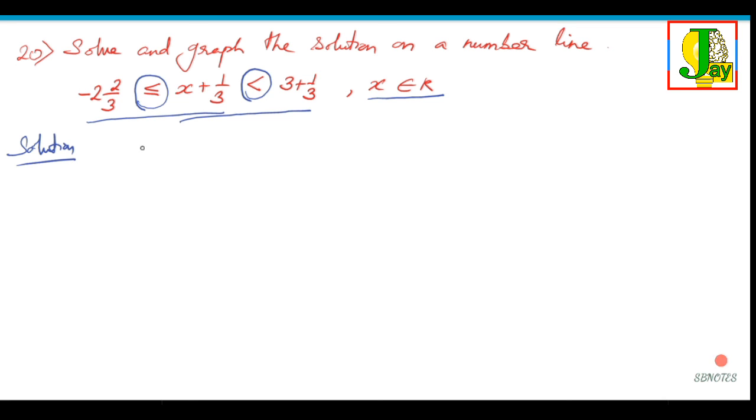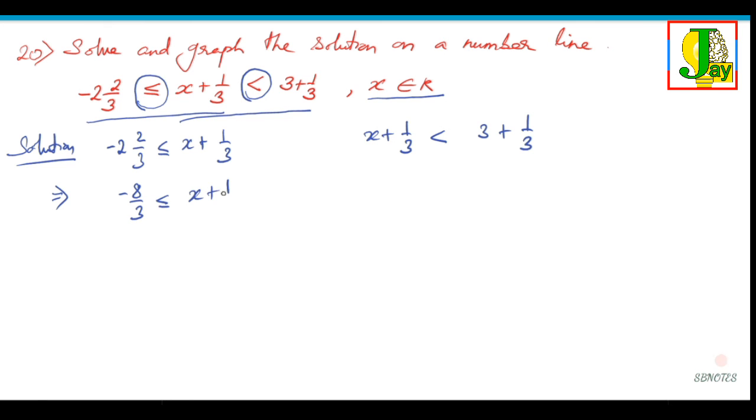So our first inequation is minus 2/3 ≤ x + 1/3, and the second one is x + 1/3 < 3 + 1/3. Let's solve this first one. Now this is minus 6 minus 8 by 3 ... x plus 1 by 3.